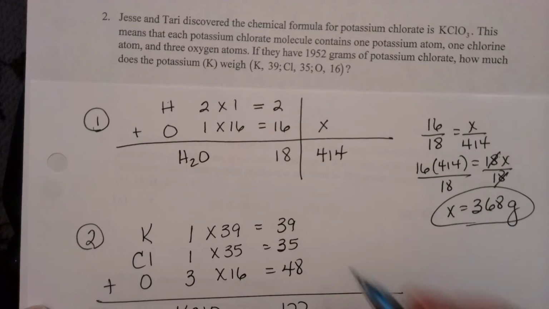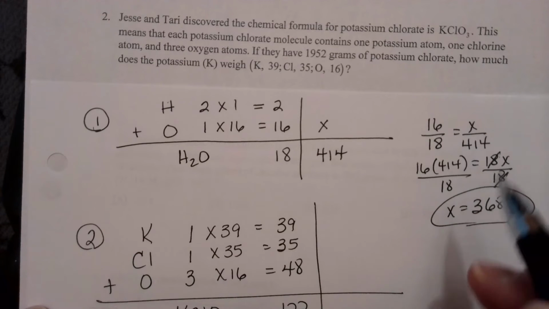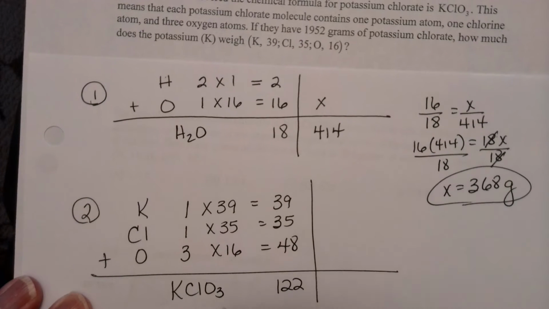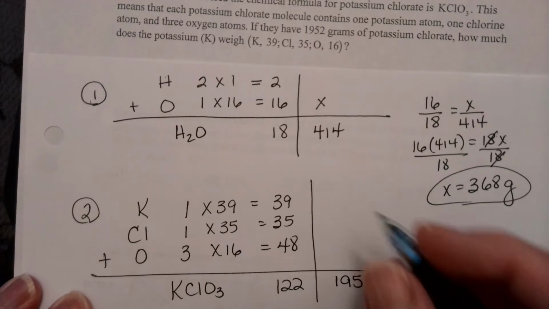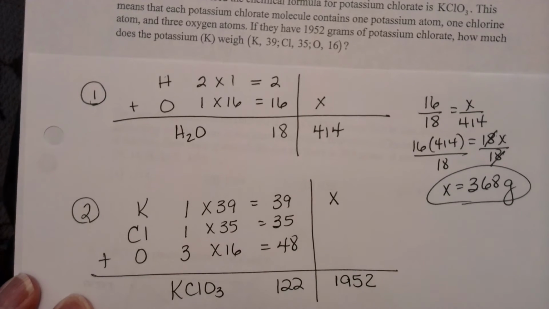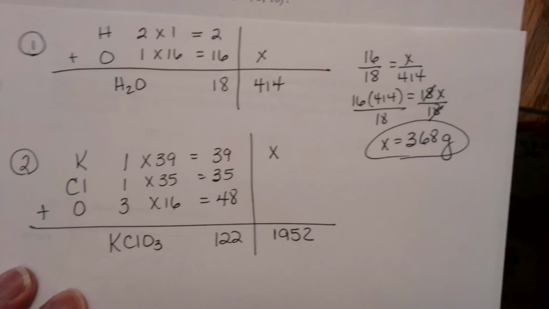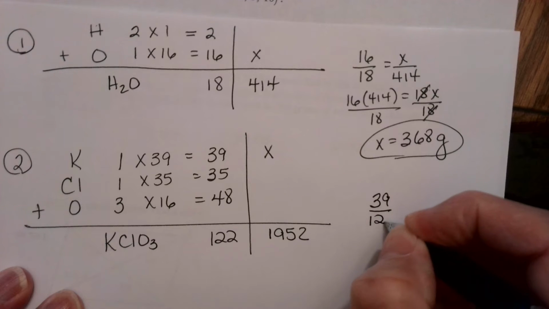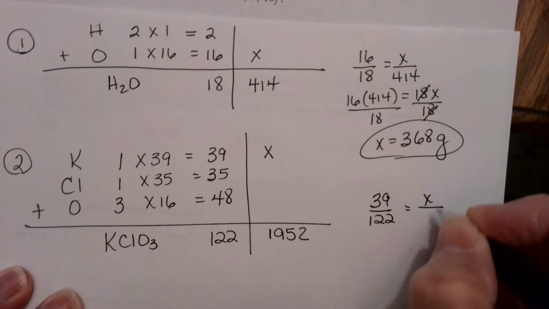Okay? Now, it says they have 1,952 grams of potassium chlorate. That's the compound. Okay? So 1,952 goes right here. How much potassium, that's up here, how much does the potassium weigh? So then we're going to say 39 is to 122 as X is to 1952.